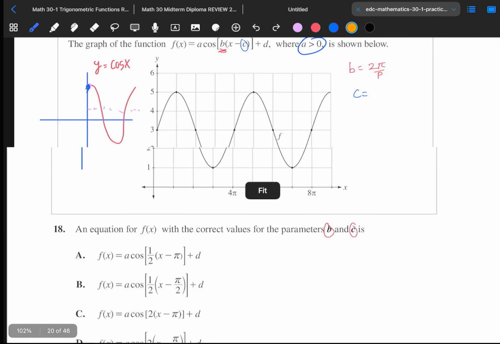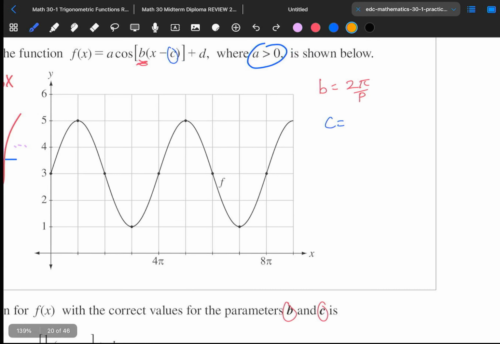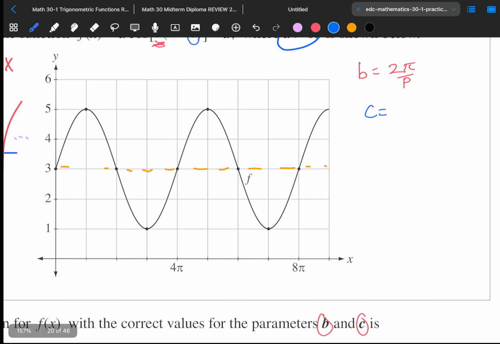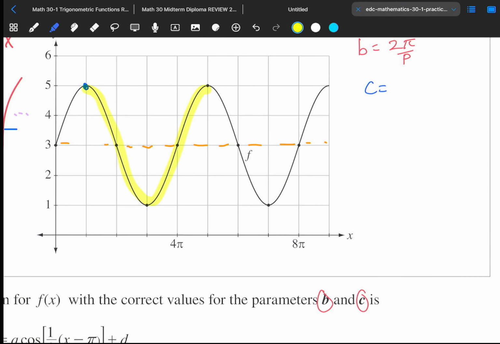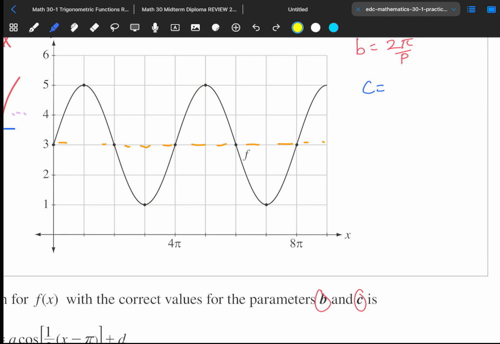But first, I'd probably begin by finding this b value. So 2 pi over our period. Our period, again, is just every time our graph repeats. First, our midline looks to be at about 3. So we're going to go from max to min to max, and that's going to be our period. So from here to here, that's our period. You could also say from this point here, down to here, down to here, could also be our period. So that's what I'm going to use. So we're saying our period is 4 pi.